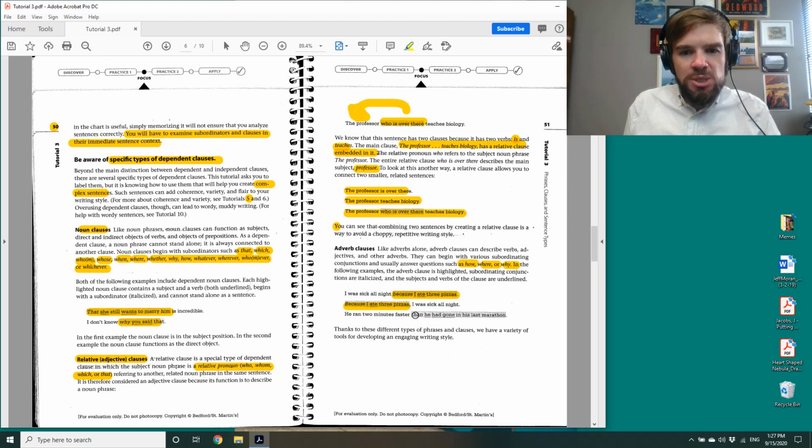He ran 2 minutes faster than he had gone in his last marathon. Thanks to these different types of phrases and clauses, we have a variety of tools for developing an engaging writing style.